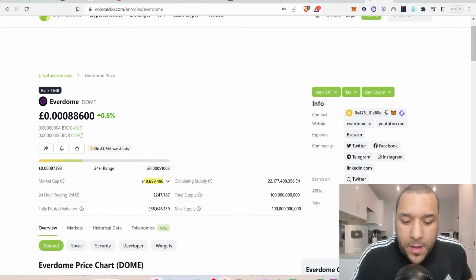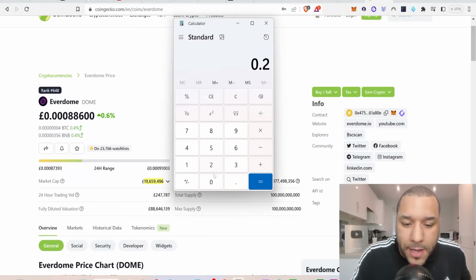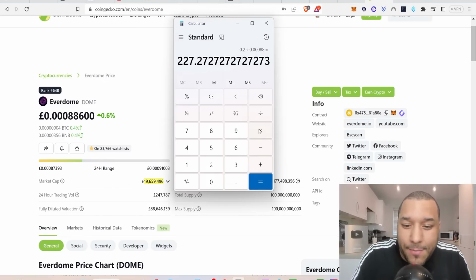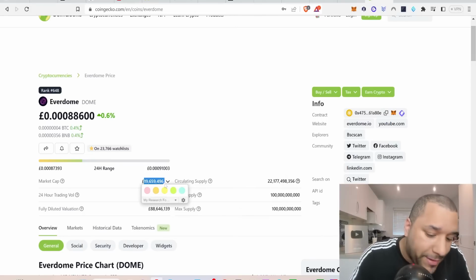I'm saying 20 pence price. Well, right now, it's 0.0008. So if you take 0.20, which is 20 pence, divide it by 0.00088, it's going to go to, I'm talking 227 times your money back. Essentially, you can take the market cap and times this by this 220x gain, because that's what it's going to do. At least, I believe so.